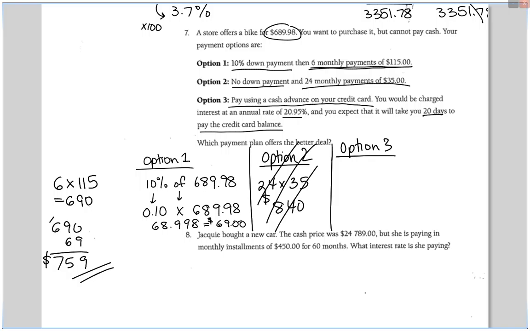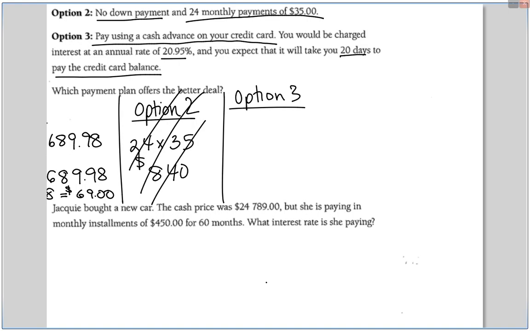Okay, let's do option 3. Guys, can we try option 3? You should be good at this by now. PRT, right? Do it for me now. Okay, option 3, let's do this. Cash advance on a credit card. Brown, turn around. Thank you. Okay.